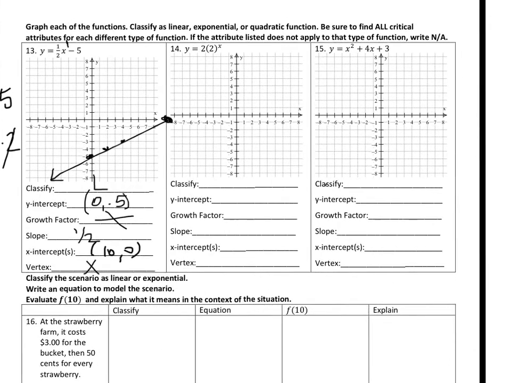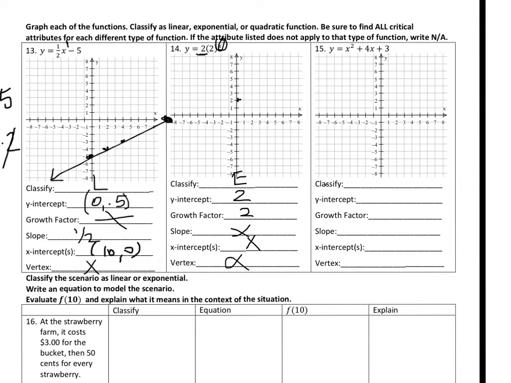Okay. Number 14, this has to be exponential because the exponent is x. It has a y-intercept, and that's always that first number not being raised to the power of x. The growth factor is the number being raised to the power of x. There is never a slope, never an x-intercept because it's never going to hit that x-axis at 0, and there's not a vertex. So let's start graphing it.